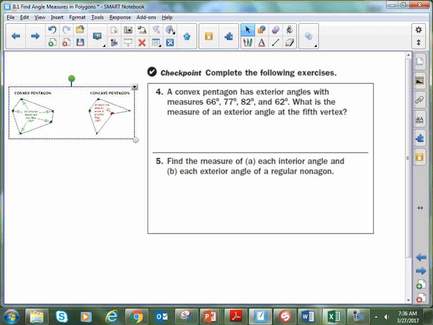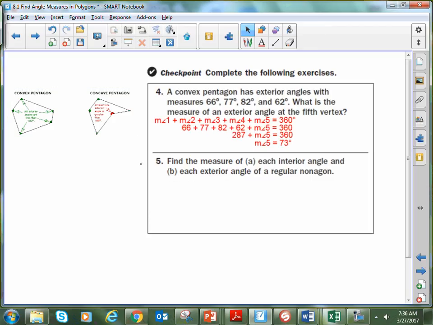Okay, so hopefully we have good answers here. So looking at problem 4, we have a convex pentagon where the exterior angles are 66, 77, 82, 62. What's the measure of the fifth angle? Well, it's not saying it's a regular polygon, but that's okay. It doesn't matter. The exterior angles always have a sum of 360. So the 5 exterior angles add up to equal 360. Plugging in the 4 values that we know, we get 287, subtract that from 360, and that gives us the remaining angle to be 73 degrees.